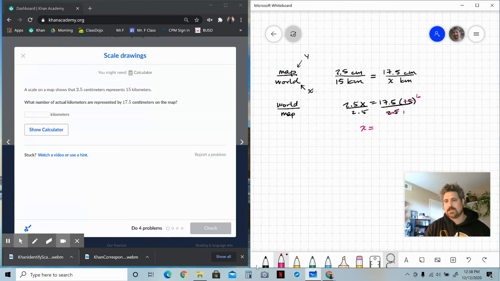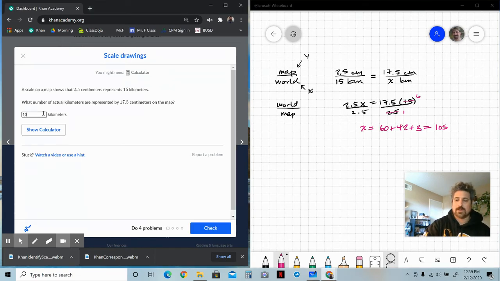So what's 17 times 6 plus 5 tenths of 6, or half of 6? You're looking at 10 times 6, which is 60, 7 times 6, which is 42, and then adding to that half of 6, which is 3. The sum of all that is 102 plus 3, or 105. So that tells you it's 105 kilometers in the real world. The only key here is to make sure you understand map on top, world on bottom. The map values all go on top, the world values all go on bottom, and create your proportion.